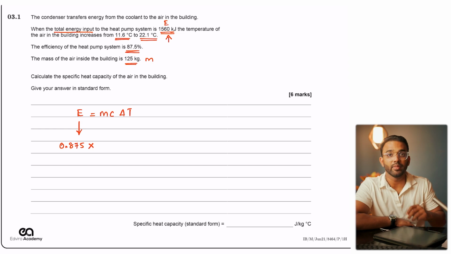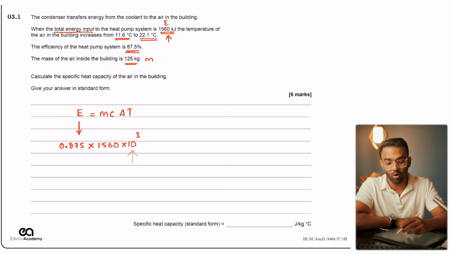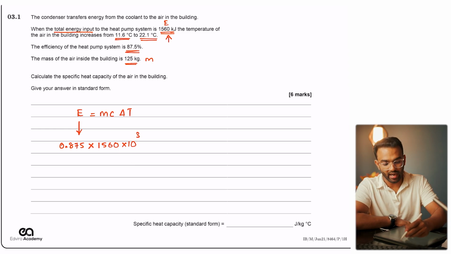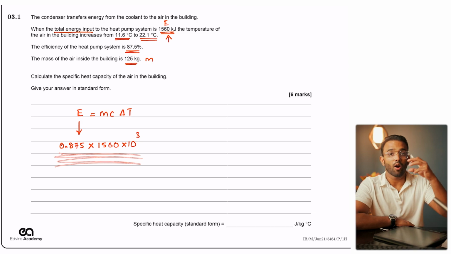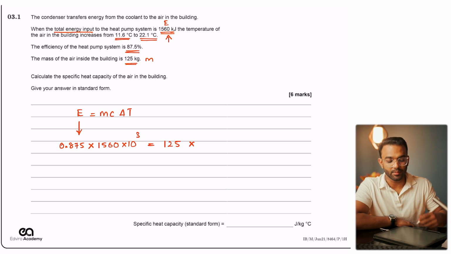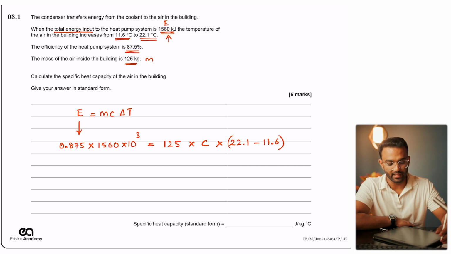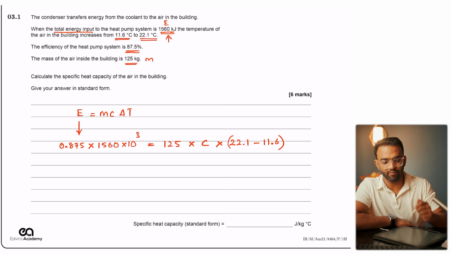87.5% of, which means multiplication, 1560 times 10 to the power of 3. Why do I have that 10 to the power of 3? Because it is kilojoules. So we have taken 87.5% of the total energy. Make sense? That's the useful energy, which is equal to mass, 125, times specific heat capacity. I have no idea what it is, we are working it out, times the temperature change, which is 22.1 minus 11.6.